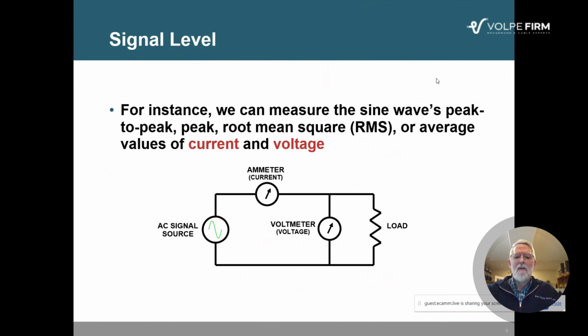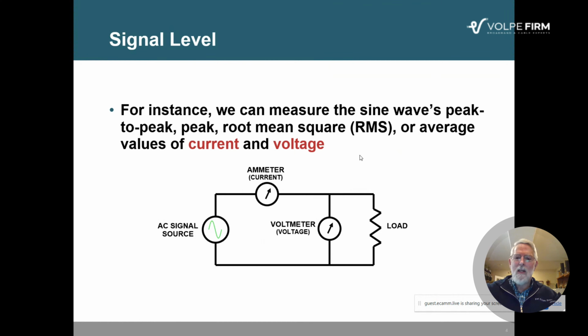And as you look at the diagram on this slide, you can see the AC signal source over on the left. We can use an ammeter to measure current, and you'll note the ammeter is placed in series with the circuit, and we place a voltmeter across the circuit, in this case in parallel with the load, to measure voltage. And those meters can display all those different ways that I just mentioned: peak to peak, root mean square, or average.